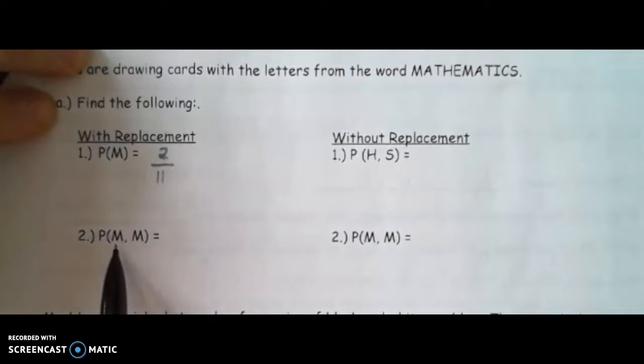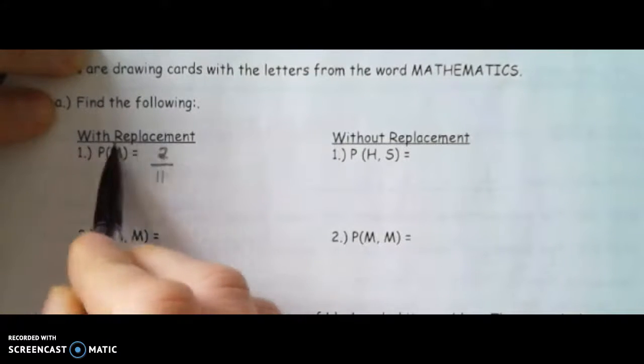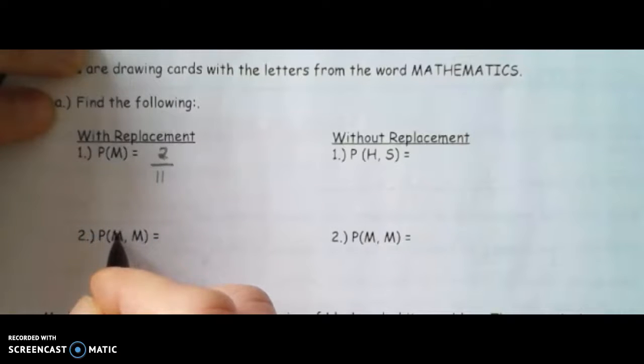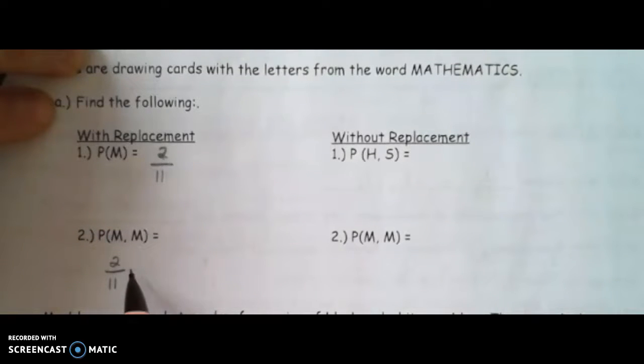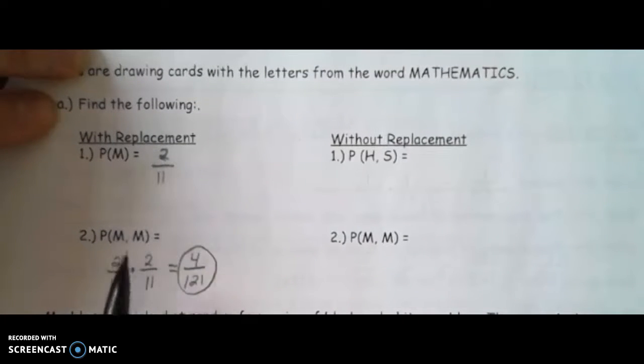Okay, in question 2, we want to get both M's in a row when we draw those cards. So to get the probability of M the first time, that's going to be a 2 out of 11 probability. But remember, this is with replacement. So after I draw the first card, I'm going to put it back in. So instead of having only one M, both of them are still in play, making it 2 out of 11 for the second card as well. I multiply these together, and that's going to give me a compound probability of 4 out of 121, and that is in simplest form. So again, if you replace it, you put the card back.